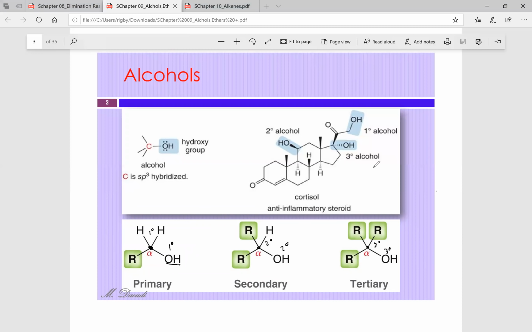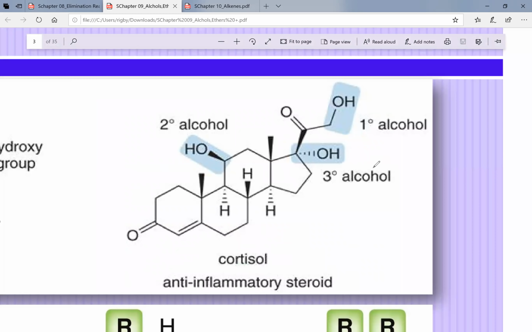Okay? And then we can see it a little bit clearer in this example. This first alcohol right here is attached to a secondary carbon, so it's going to be a secondary alcohol. This hydroxy group here is attached to a tertiary carbon, so it's known as a tertiary alcohol. And then this guy is attached to a primary carbon, so it's a primary alcohol.